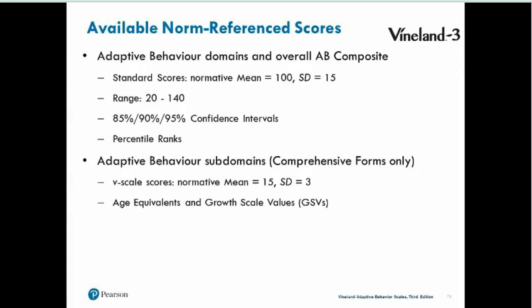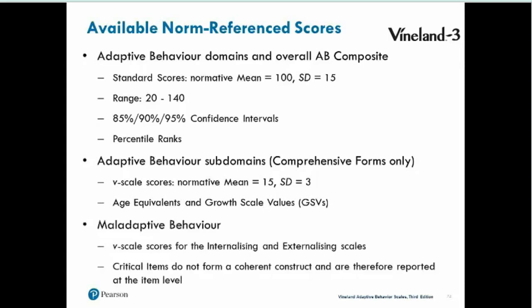You also can get age equivalent scores and growth scale values, which is a new score for the Vineland, which is useful when you're readministering the Vineland over time to measure changes in adaptive behavior. In Maladaptive, we also get the V-scaled score for both internalizing and externalizing. The critical items don't give you an actual score, but they're reported at the item level.